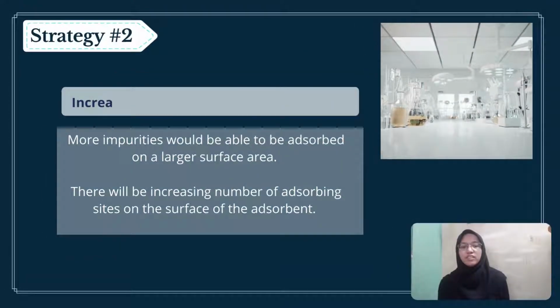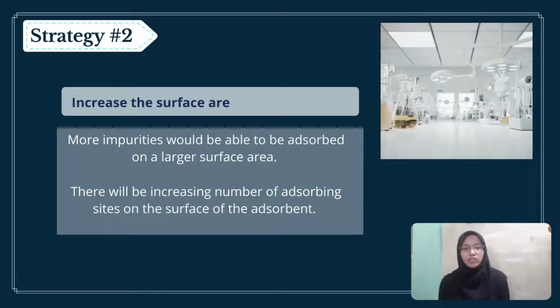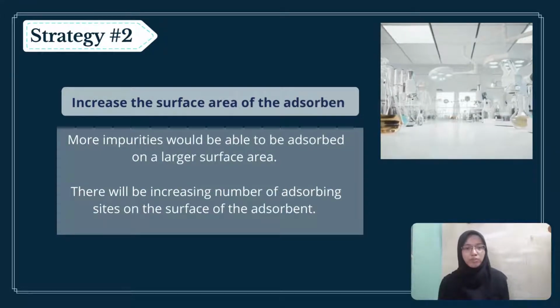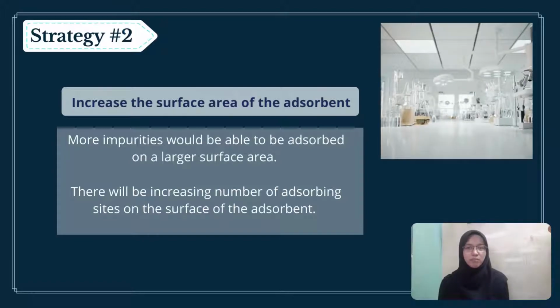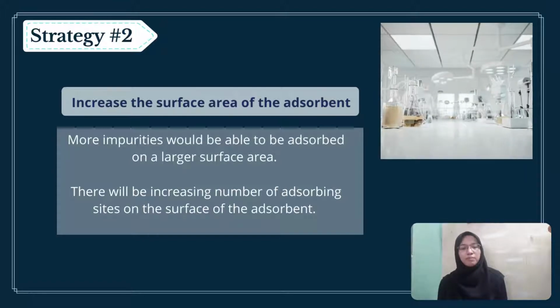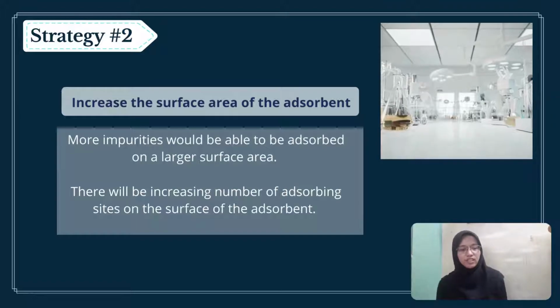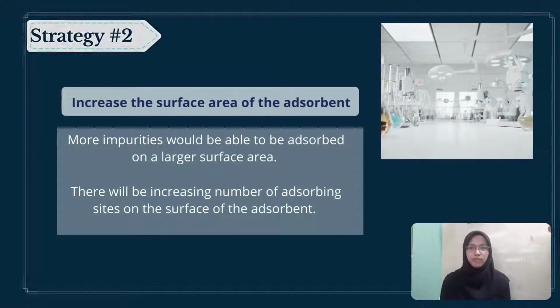Second, increase the surface area of the adsorbent. When the adsorbent has a larger surface area, more impurities will be able to be adsorbed on the adsorbent surface as there will be an increasing number of adsorbent sites. Hence, the purity of the hydrogen will be increased as more impurities are adsorbed from the raffinate stream.